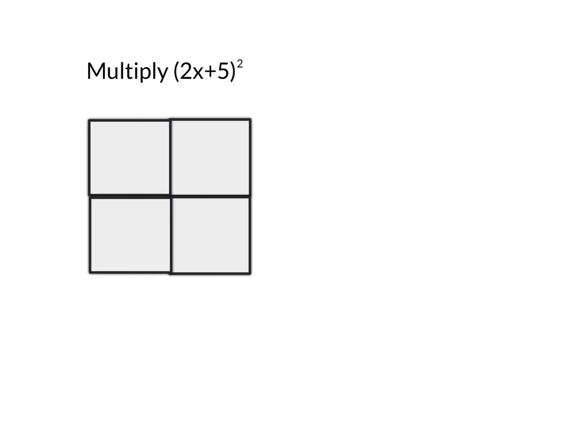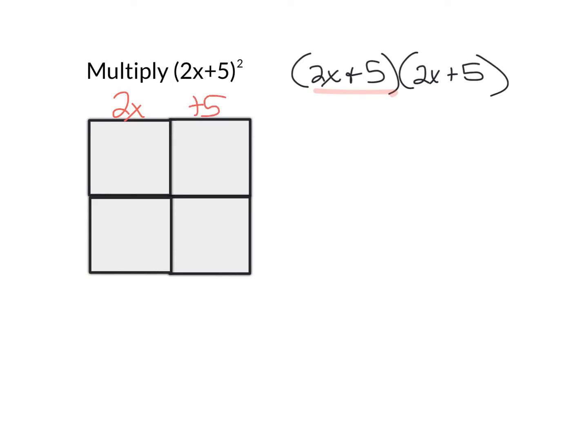Alright, so now, here is a special product one. So we have 2x plus 5 being squared. So the first thing we have to do is really realize what this means. 2x plus 5 being squared means 2x plus 5 times 2x plus 5. Okay, so now let's set this up. So 2x plus 5, and then we have the other 2x plus 5.